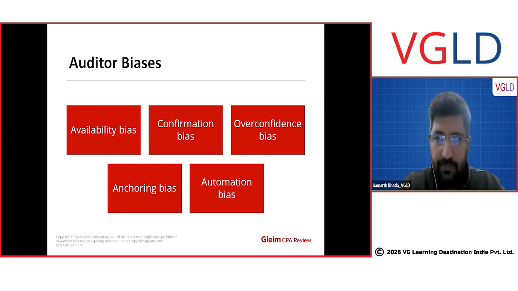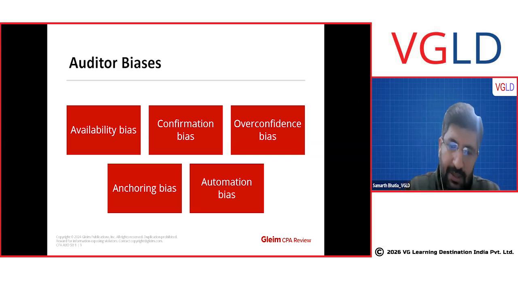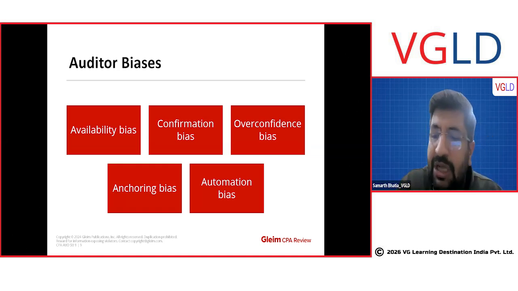So we are starting with the biases. First we are starting with the availability bias. We can discuss it with the help of one example. When I'm saying availability bias, as an auditor, suppose I'm going for an audit, and we get some information, and we feel that whatever information I get initially, that same information will be applied over the other things as well.